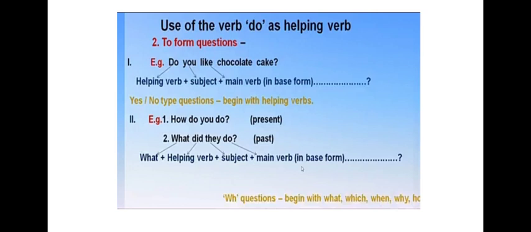So the formation of this sentence is what or who, plus the helping verb, plus the subject, plus the main verb. WH questions always begin with what, which, when, why, how. These are called WH questions, okay?